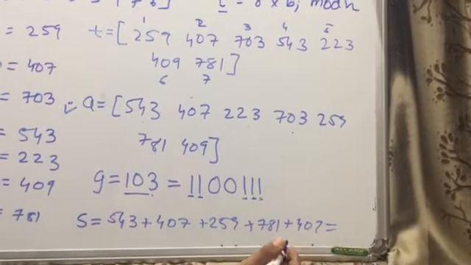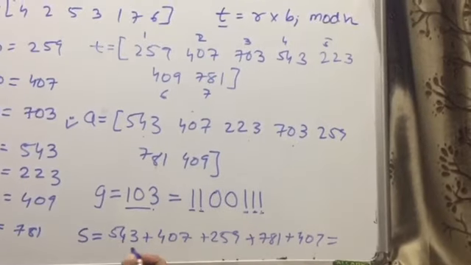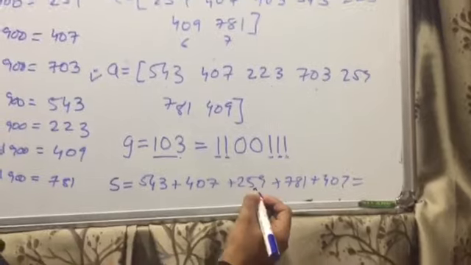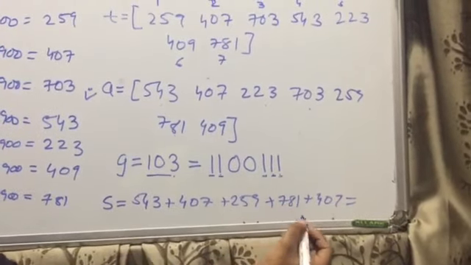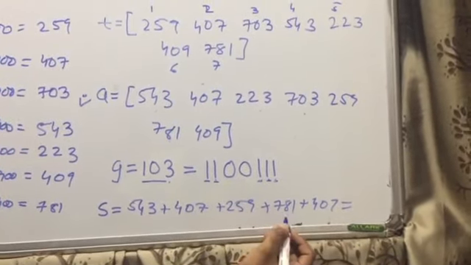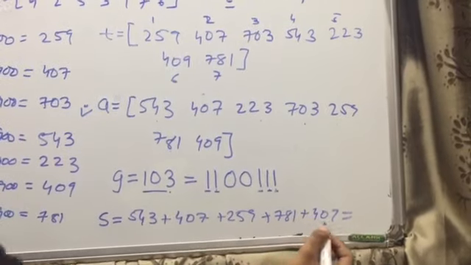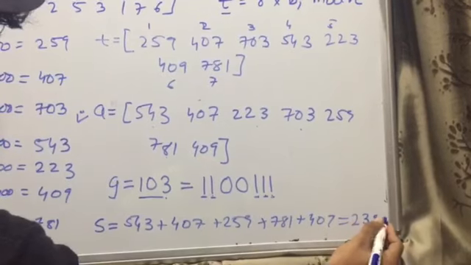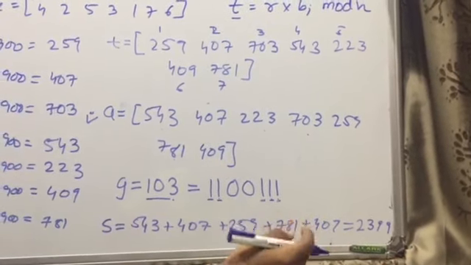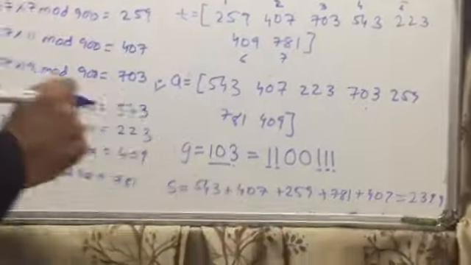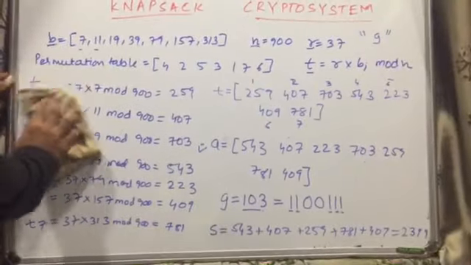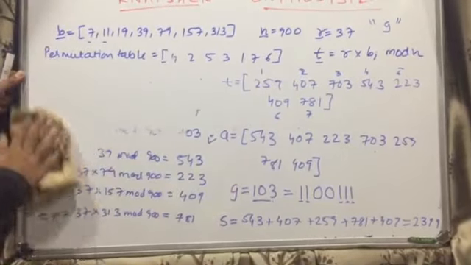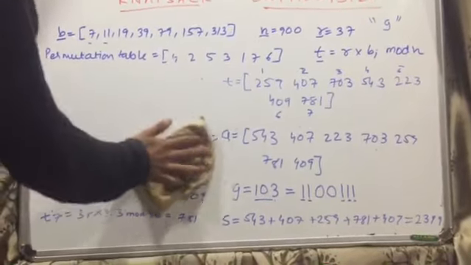So its summation is 543 plus 407 plus 259 plus 781 plus 409, which is 2399. Okay. Now the encryption is done over here. So you have found the S value as 2399.